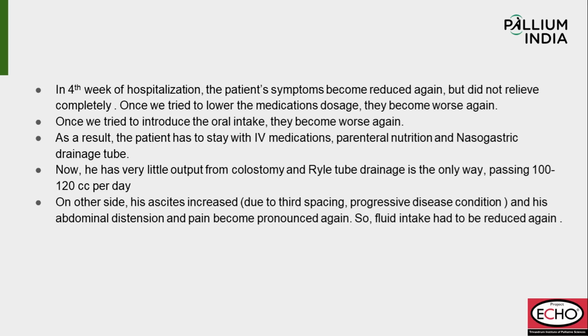And now he has very little output from the colostomy, no bowel output, and the drainage tube is the only way of output, passing about 100 cc per day. On the other side, his anxiety increased again, maybe due to the fat spacing or maybe due to the progressive disease condition like the peritoneal metastasis. His abdominal distension and pain became pronounced again. So fluid intake had to be reduced for him, and other palliative measures like aspiration of ascites had to be done at that time. Next slide, please.